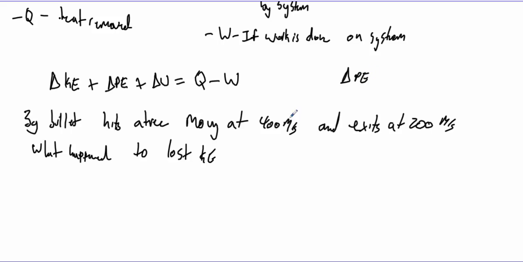Now, since the bullet was at a constant height, we can say that the change in potential energy, I'll write that here, the change in potential energy is zero. We're not really gaining or losing potential energy as the bullet moves through the tree. The heat gained and the work done. Well, what we have to do is figure out what our system is. Is our system the bullet? Is the system the tree and the bullet?